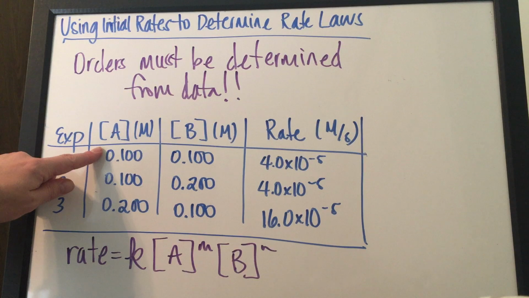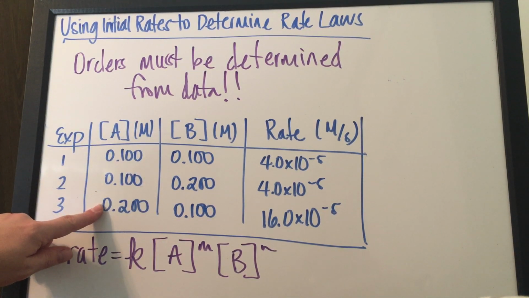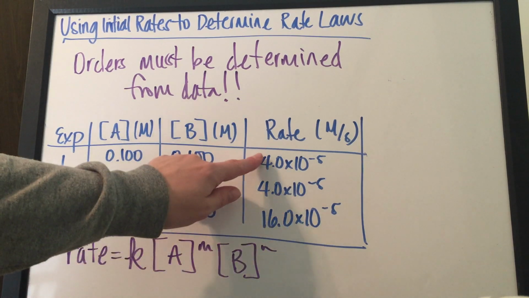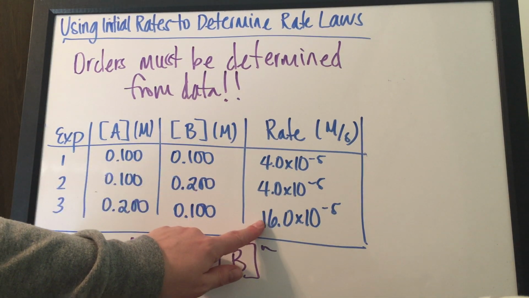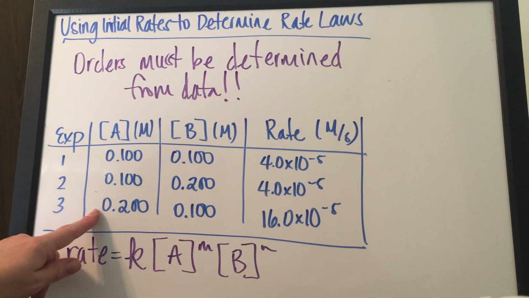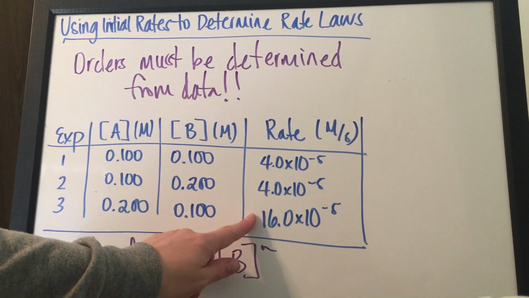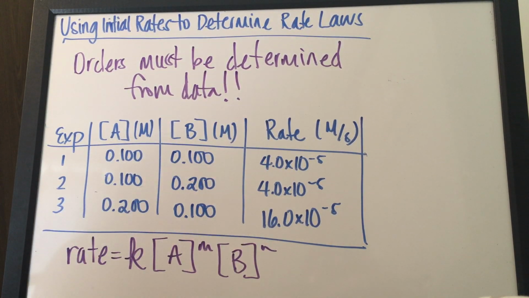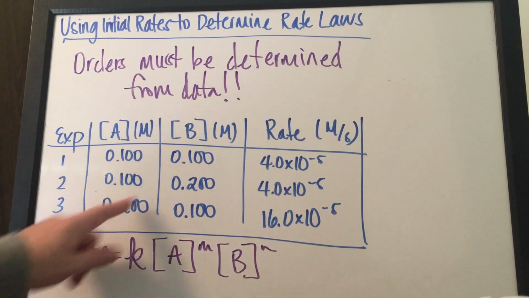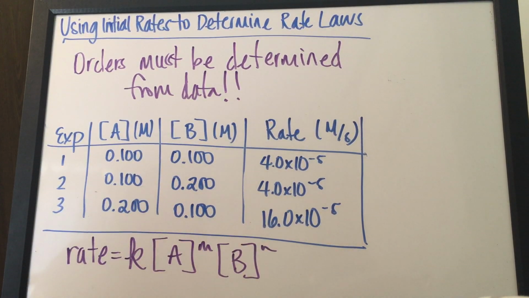So again, if you look right here, we doubled the concentration of A and the rate quadrupled. So had this doubled, that would be a directly proportional relationship, and our order would be a 1. But that's not the case here. We doubled this, and this quadrupled. Well, that's the squaring of a double. So that means M is the order of 2.